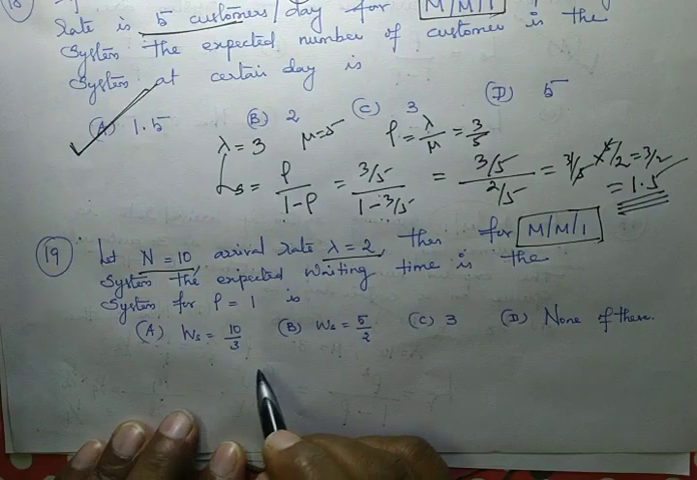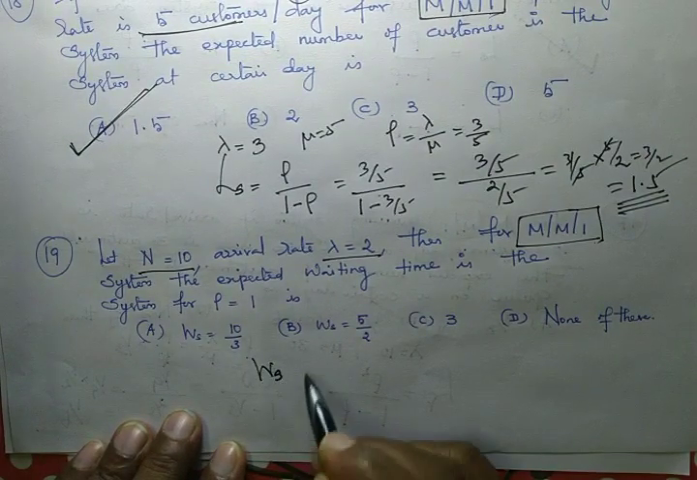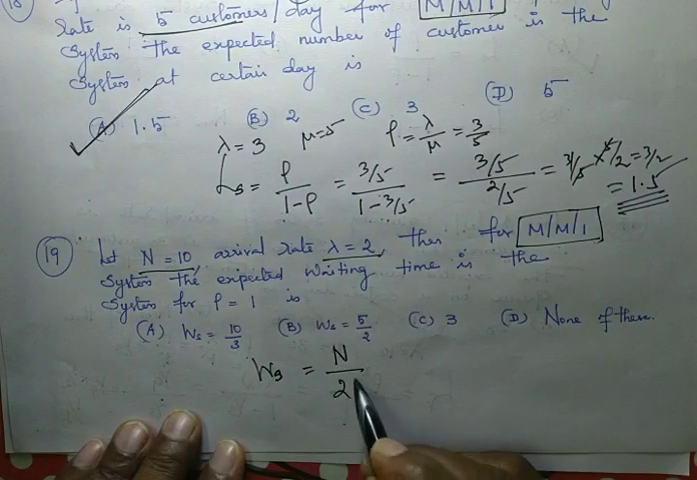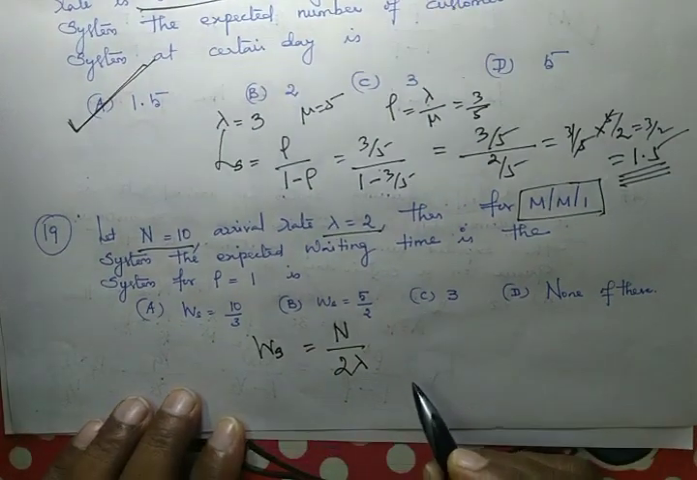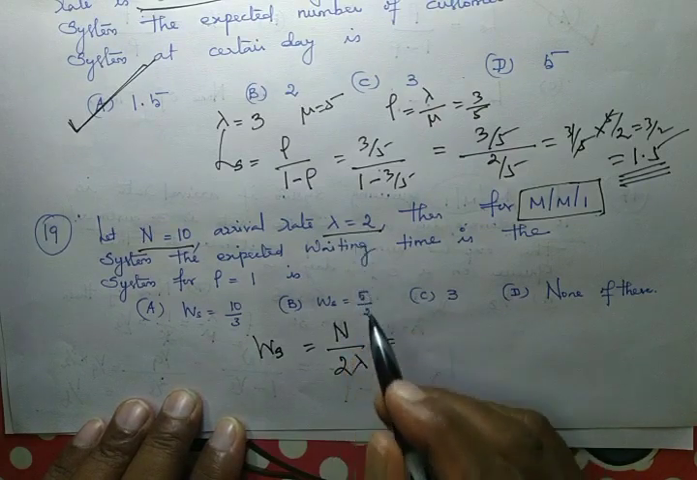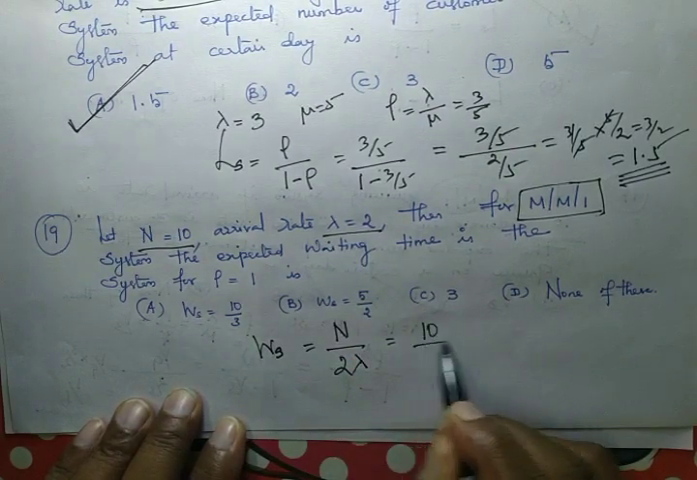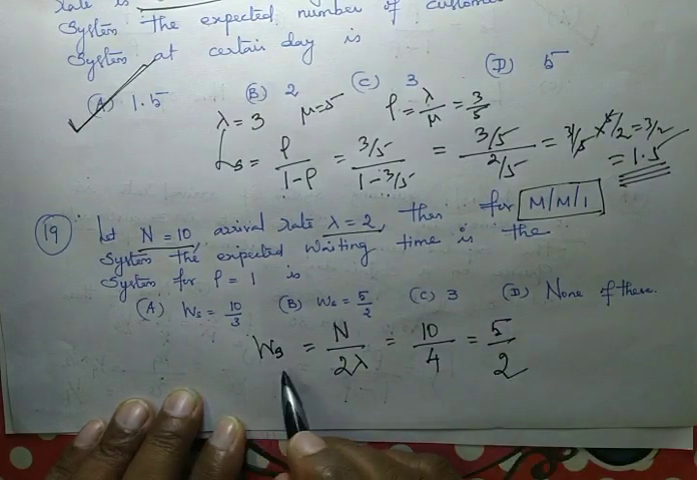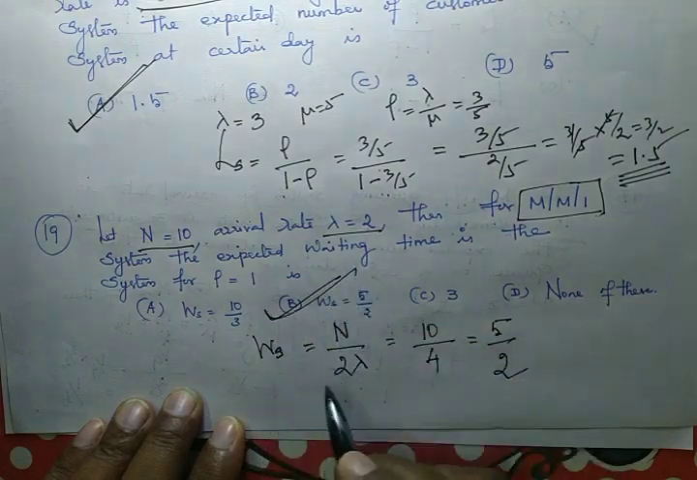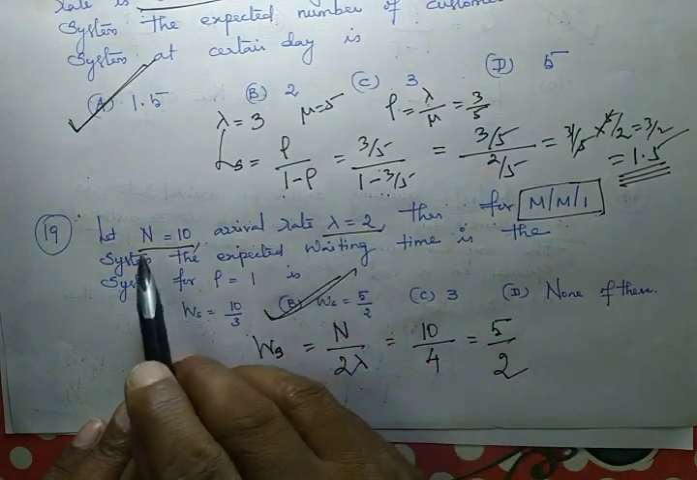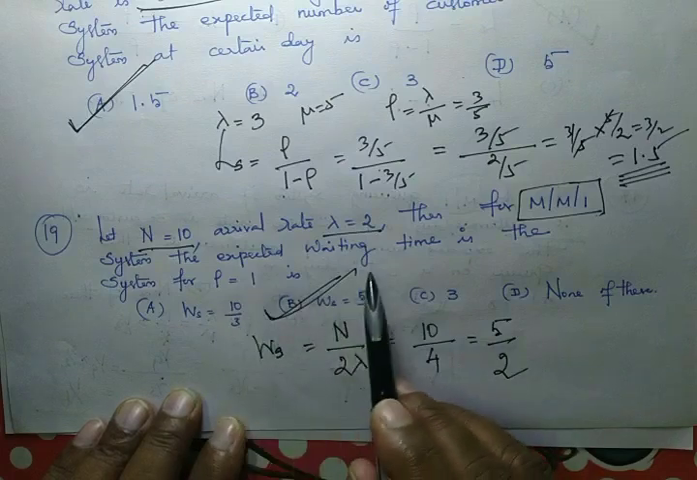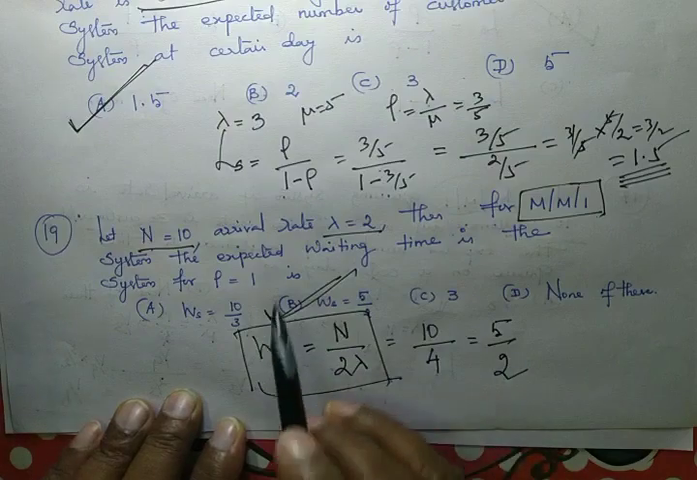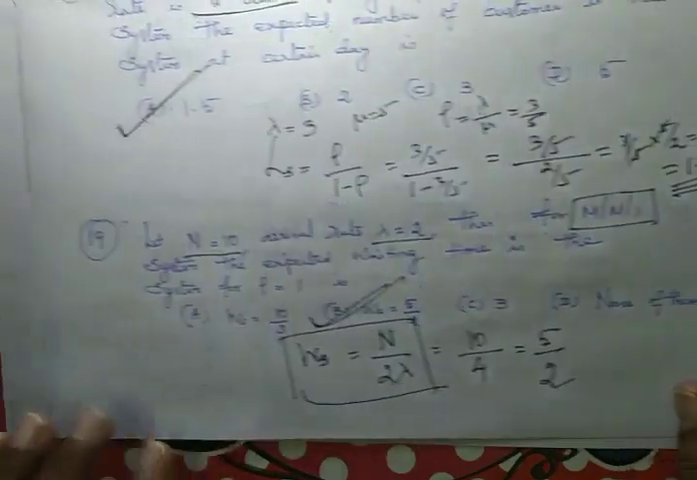If only lambda is given, the waiting time in the system, WS, equals N by 2 lambda, using capital N. Here lambda is given as 2, and N is 10. So 10 by 4, which is 5 by 2. So WS is 5 by 2. Why am I using this? If they give the two data like this, capital N and lambda, you can find WS using the relation WS equals N by 2 lambda. By using this you can find the waiting time in the system.